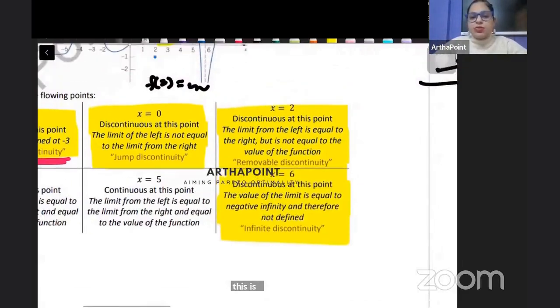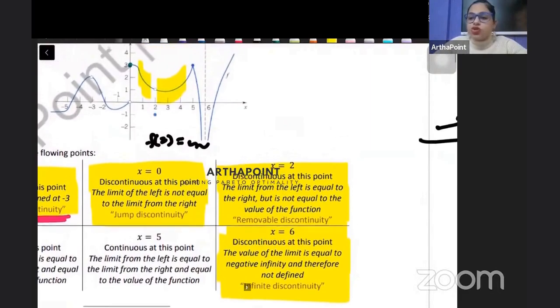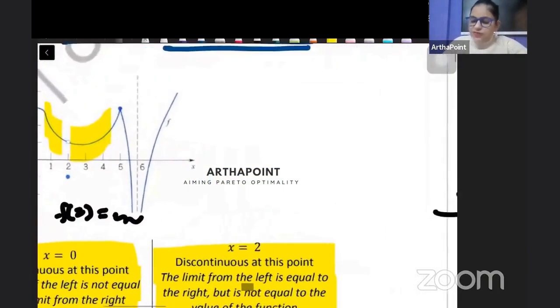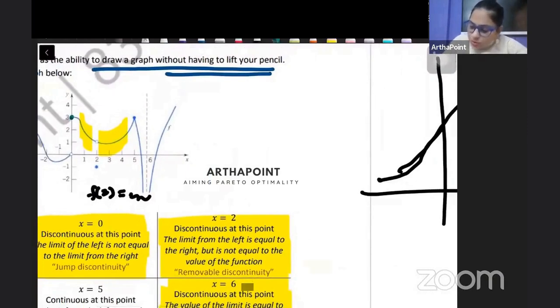Infinite discontinuity कब होती है बच्चे? When you are approaching infinity. अब यहां देखो, this function at x equal to 6, जब हम 6 पे हैं, there is an asymptote. इसको बोल देते हैं asymptote. This is called an asymptote.